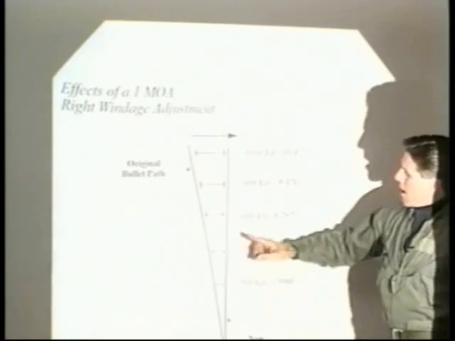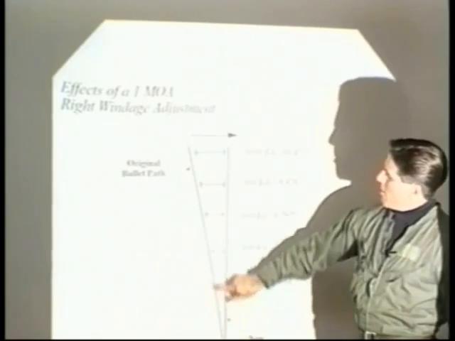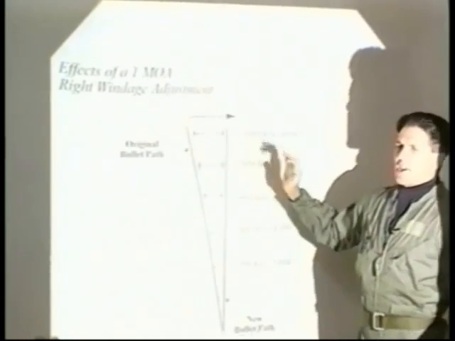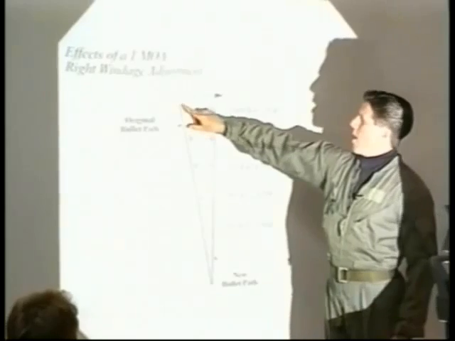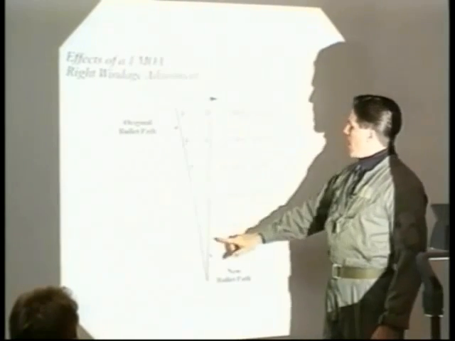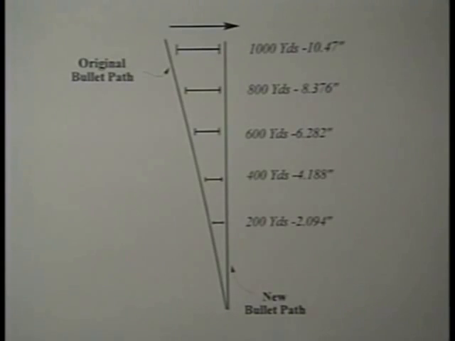Okay, original bullet path. Bullets are traveling down this path, and we decide to go ahead and dial in 1 minute of angle of right windage adjustment. We want the point of impact to move over. Again, this is in your notes. We look at it simply: at 200 yards, bullet impact is going to change about 2 inches, at 400 about 4 inches, at 600 about 6 inches. To get out to 1,000, we're getting closer to 10 and a half inches. Again, for all intents and purposes, 1 minute of angle is basically an inch. It's an easy way to remember it.